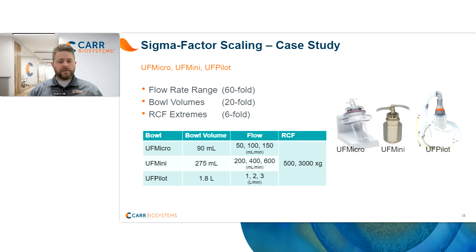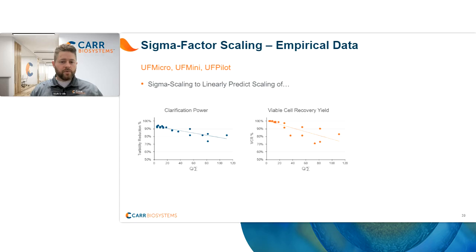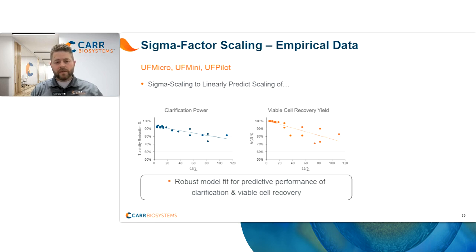And what we found, utilizing the sigma scaling to predict that linearity, is that we were able to predict the clarification power. As we looked at Q over sigma of those 3 different devices across that test matrix, we could predict the turbidity reduction and the scalability of that turbidity reduction. In addition to that, we could predict a viable cell recovery yield, again across all of the different sizes and flow rates, with fairly good robustness. And what this means is, once you have this model for your system, you can predict what your viable cell recovery and what your clarification will be as you scale up.